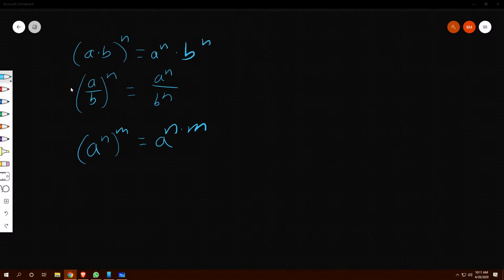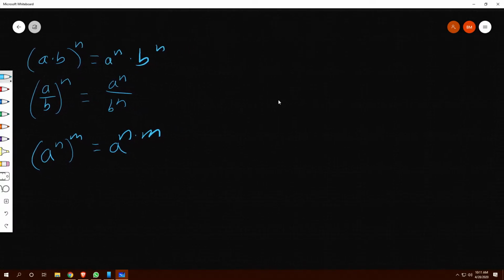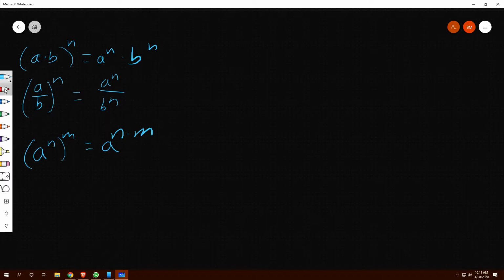The next one's division. We can either keep the exponent outside of the division or put it into the numerator and the denominator. Same one. And then the power rule, which is anytime you have a power to a power, you just multiply. So we have a to the n to the m. It's a to the n times m. So those are just a review of the 3 rules, and we'll go ahead and utilize these.